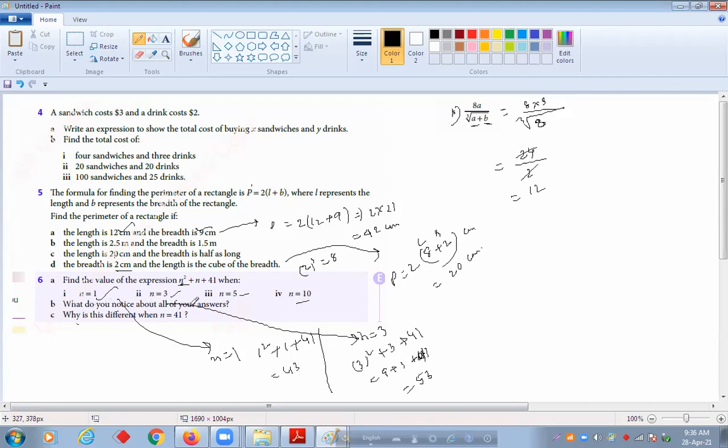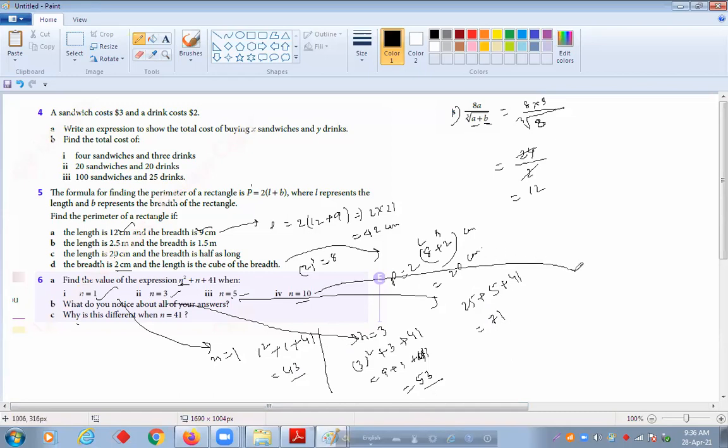What do you notice about all these answers? That means this and this answer. What we have noticed is that there is a difference of 10. Let me see the third answer. n is equal to 5. So n square is 25 plus 5 plus 41. 25 plus 5 is 30. That means the answer will be 71.